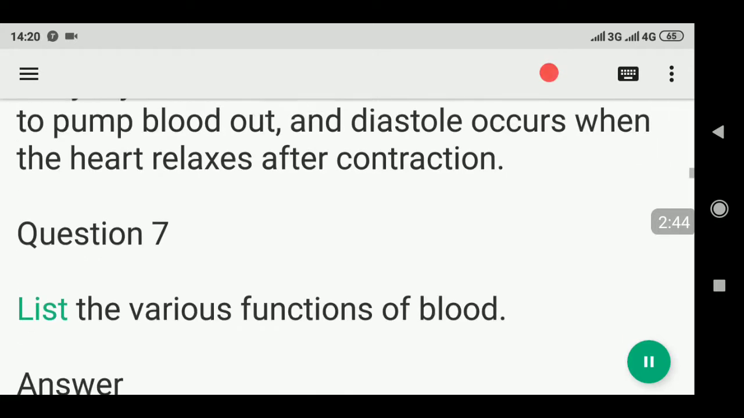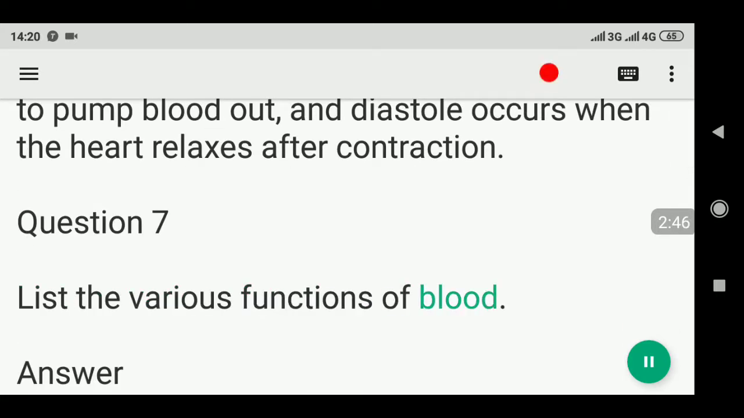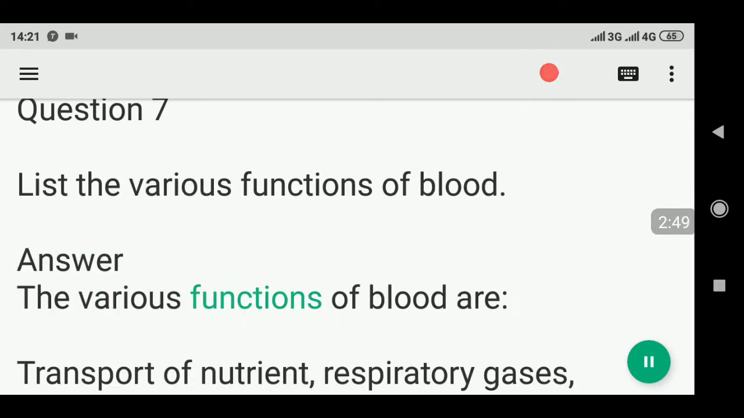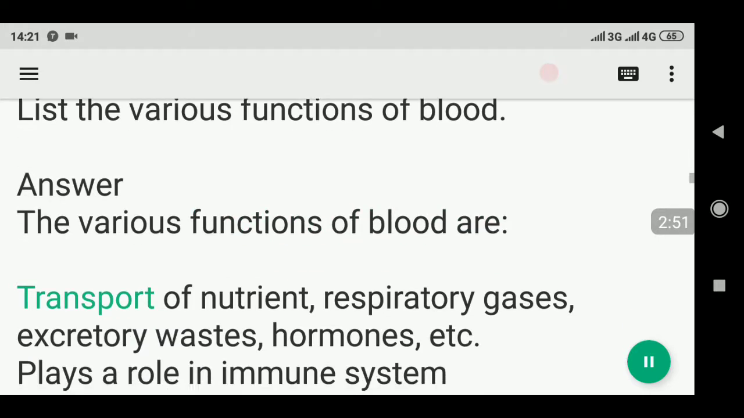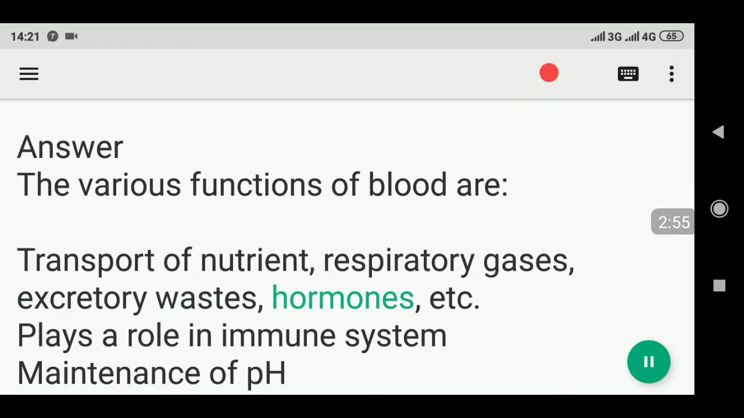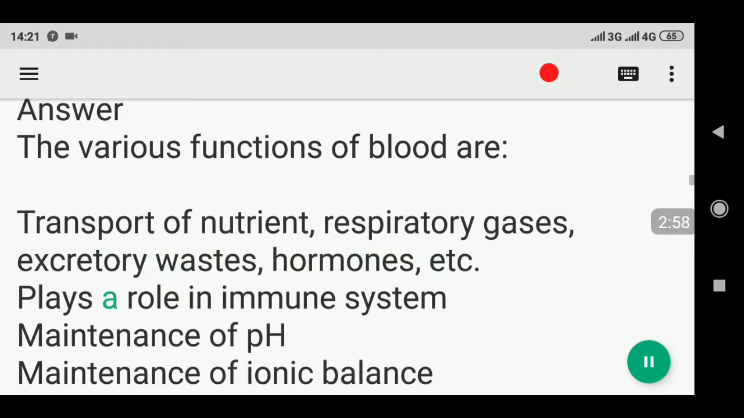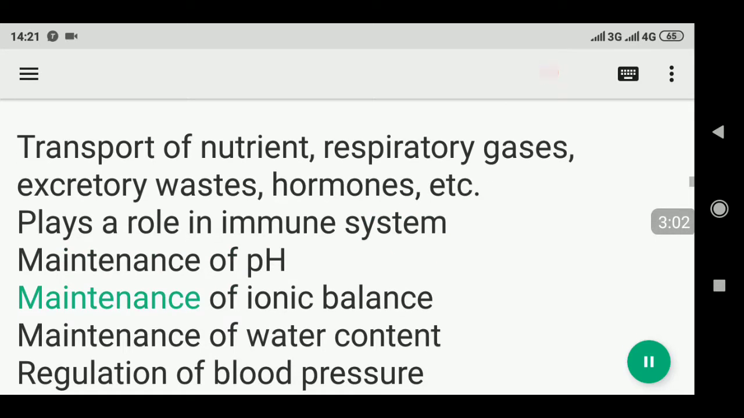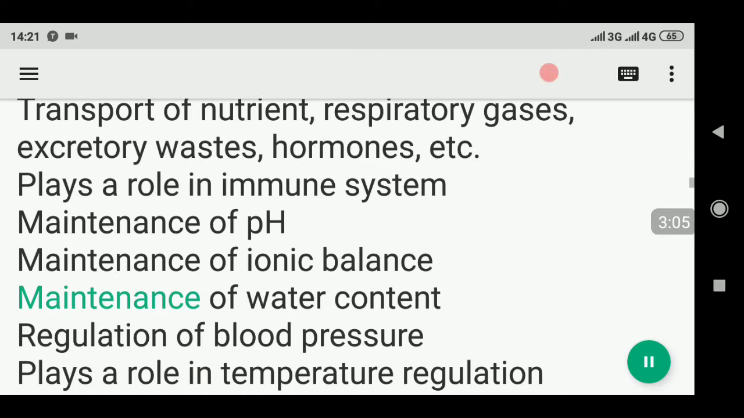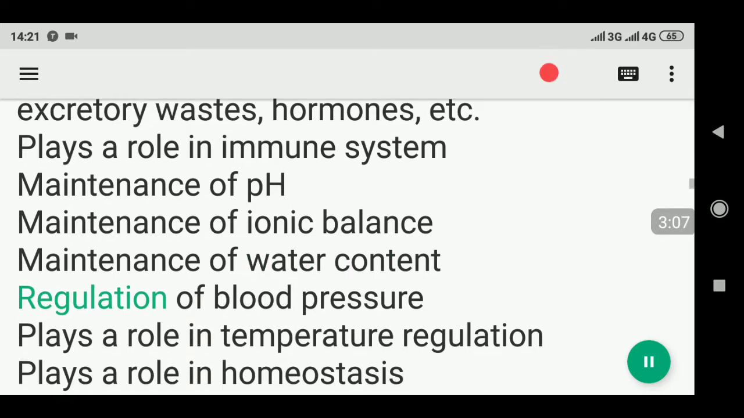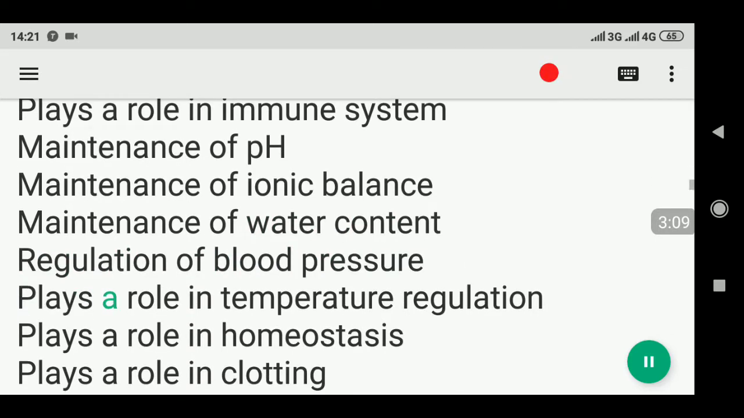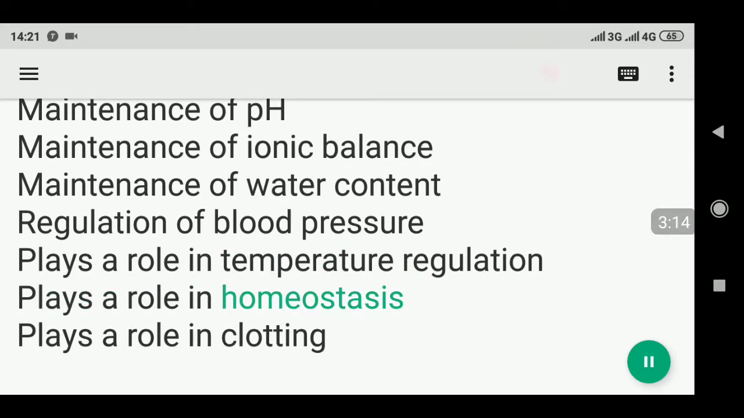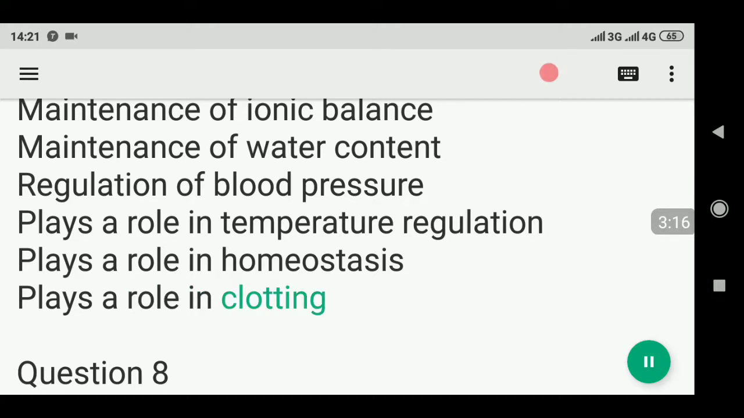Question 7. List the various functions of blood. Answer. The various functions of blood are: transport of nutrients, respiratory gases, excretory wastes, hormones, etc. Plays a role in the immune system. Maintenance of pH. Maintenance of ionic balance. Maintenance of water content. Regulation of blood pressure. Plays a role in temperature regulation. Plays a role in homeostasis. Plays a role in clotting.